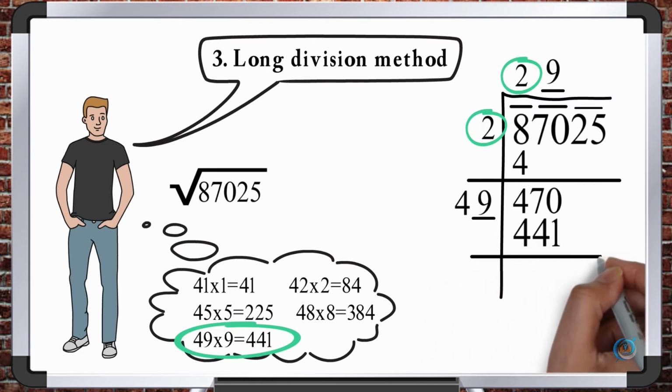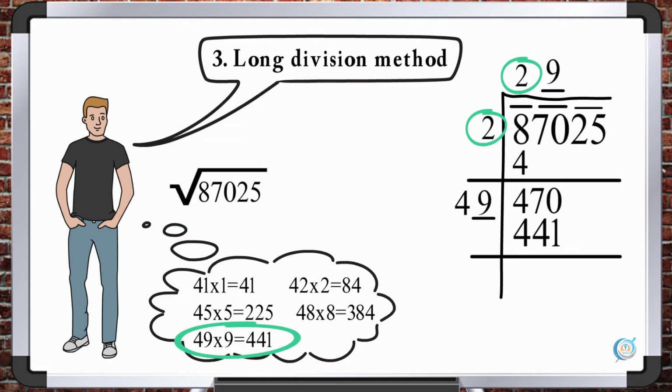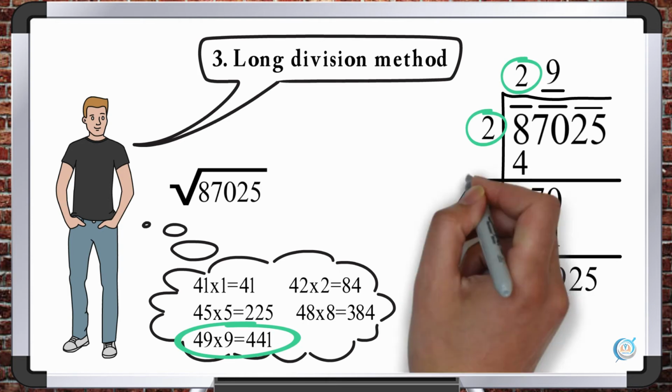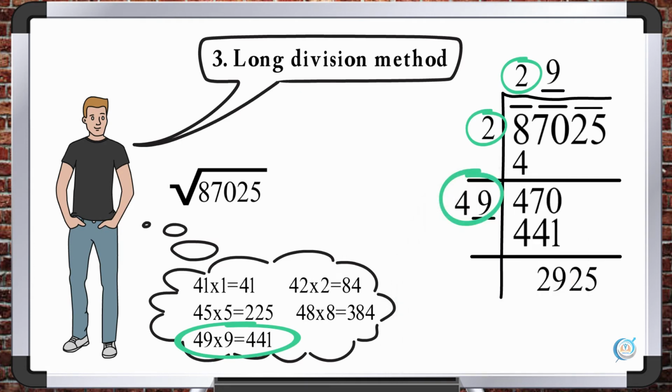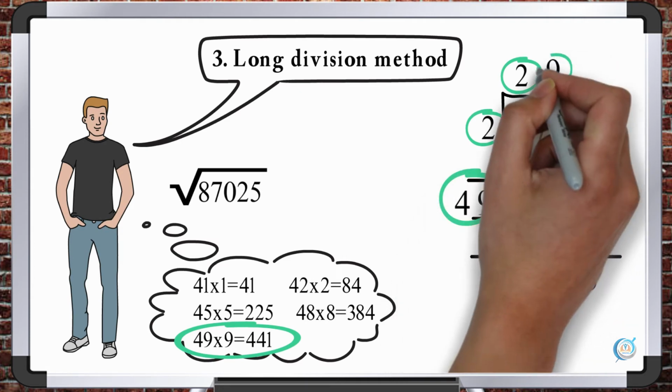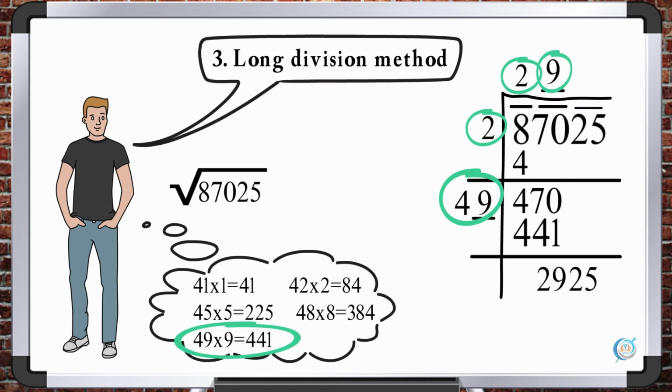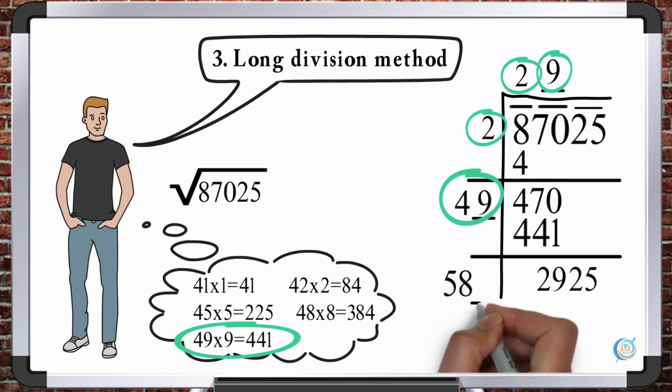Then we will subtract that two numbers. So we will get the answer as 29. Now we will take the next two numbers down, that is 25. Now then, as like previous step, we need to add 49 plus 9 and take it as 58. And 58 and a number into same number, we need to get the answer less than or equal to 2925.